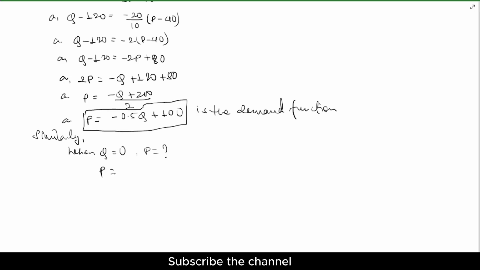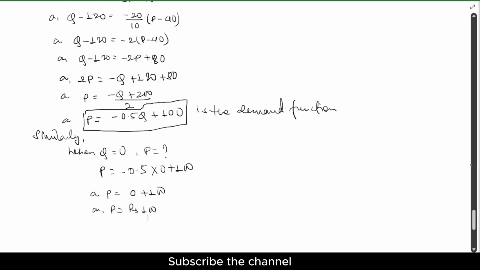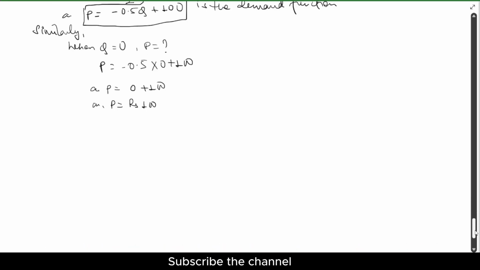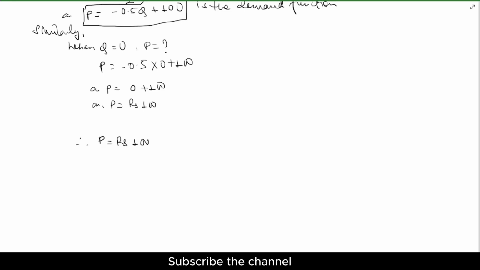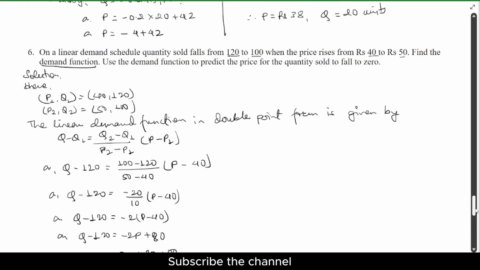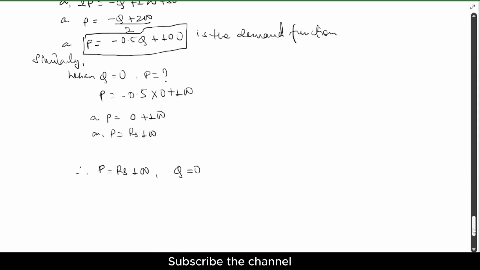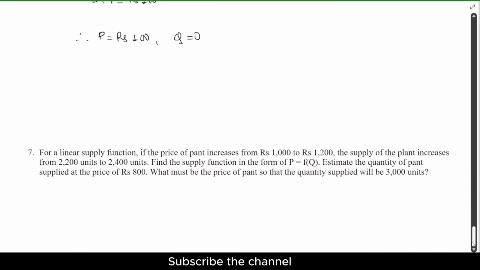P equals minus 0.5 times 0 plus 100, or P equals 0 plus 100, or the price is rupees 100. Means when the quantity is 0, the price is 100. Therefore, the price for the quantity sold to fall to 0 is rupees 100.